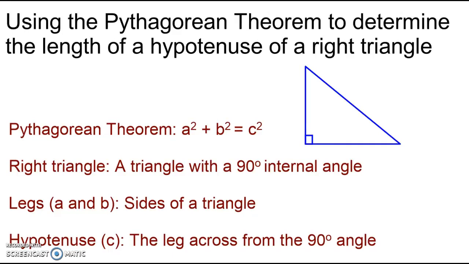So this is using the Pythagorean theorem to determine the length of a hypotenuse of a right triangle. Before we move forward, there are a couple things you need to know. The Pythagorean theorem, hopefully you have done the proof experiment and watched the proof video.